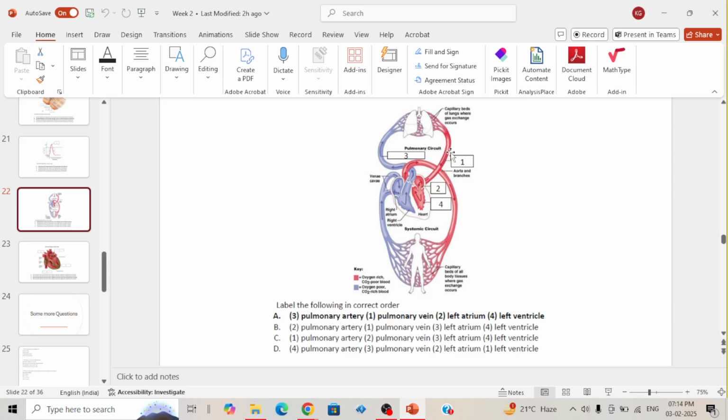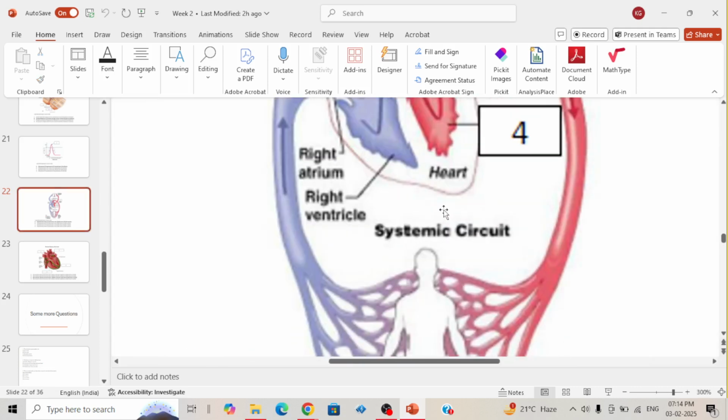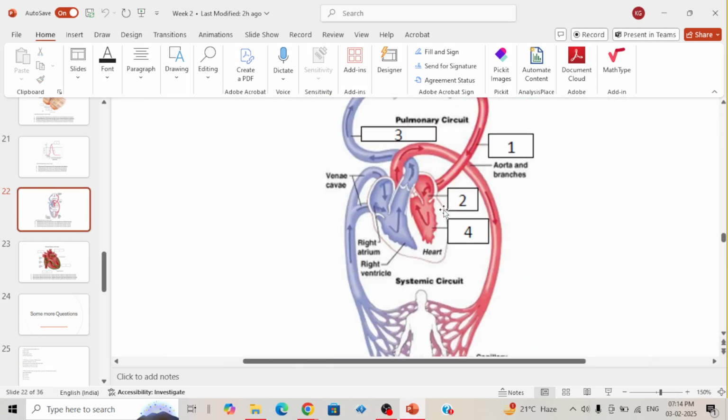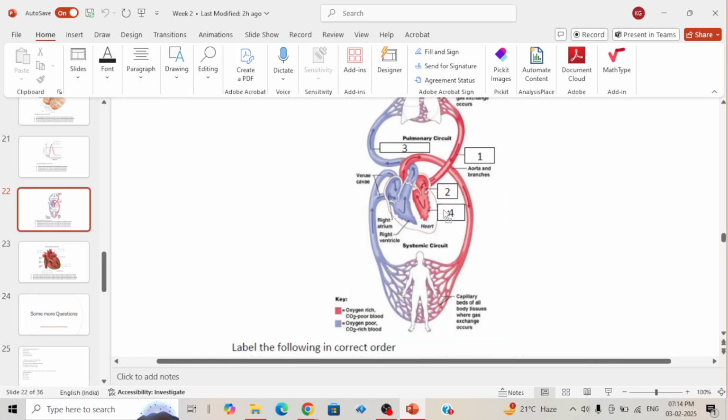The thing that is marked as 1 is pulmonary vein? Pulmonary artery, ma'am. It is not a vein. It is an artery. Okay. Now, the one which is marked as 2 is left auricle, ma'am. Yes, it should be left auricle. I guess here the answer is wrong. It is left auricle.